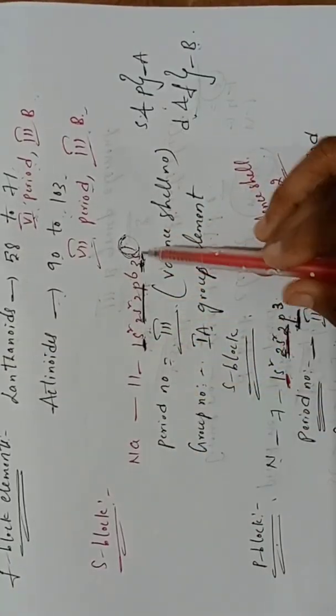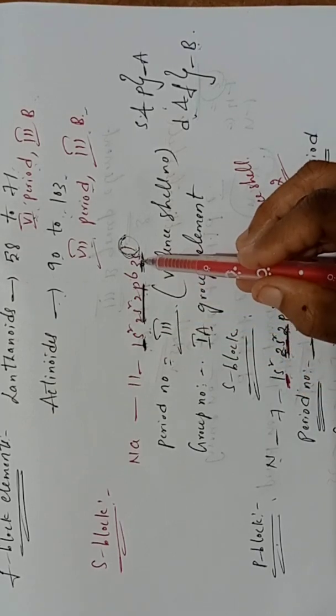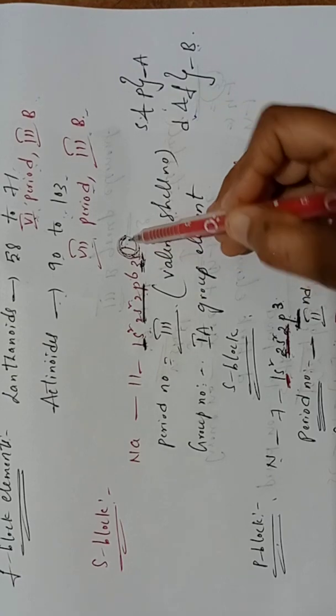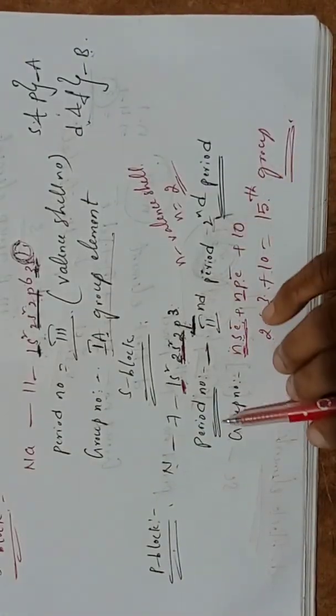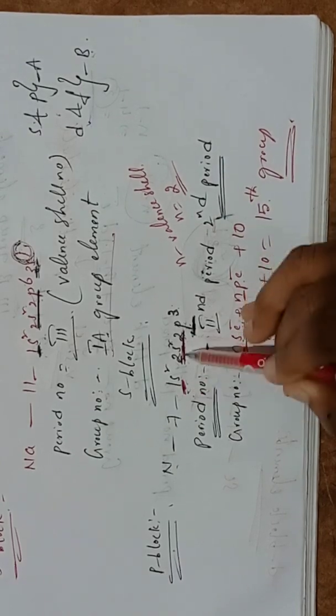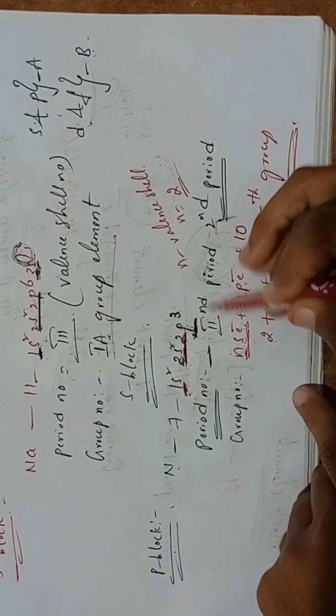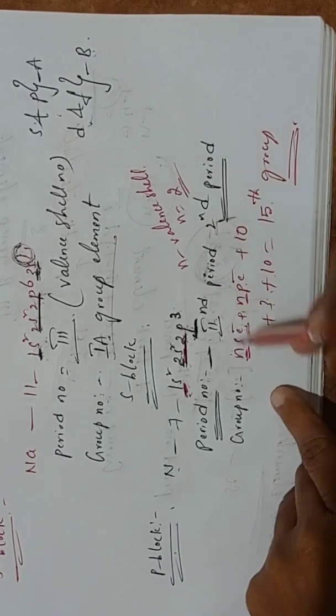Clear this one? So for S block, just write the electronic configuration 1, 2, 3. Which is the big number? That is the valence shell. How many valence electrons are there? That is the group number. First A group, over. P block, here what is the period number? Valence shell number 1, 2. Only 2 numbers, 2 is the big one. So that is the valence shell, so it is the period number, second period.